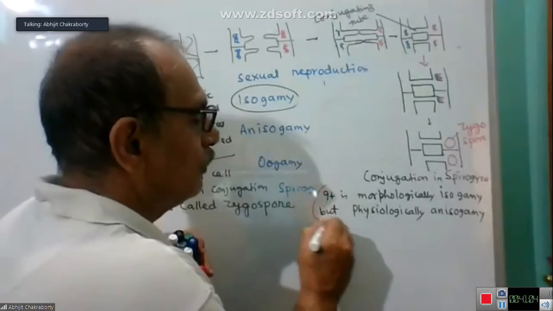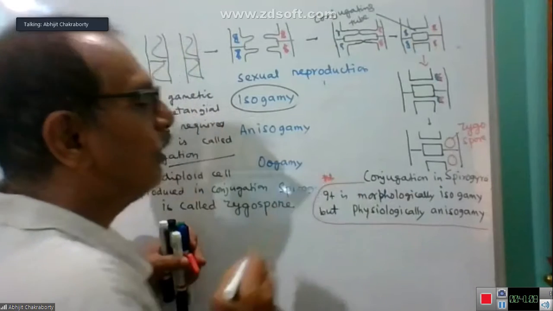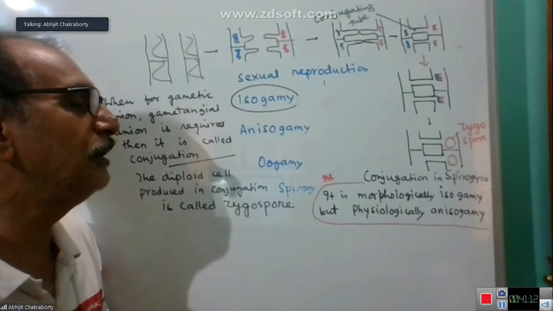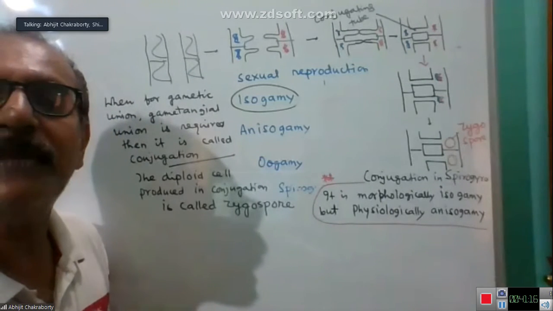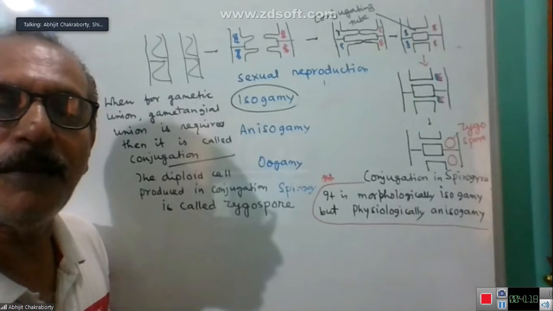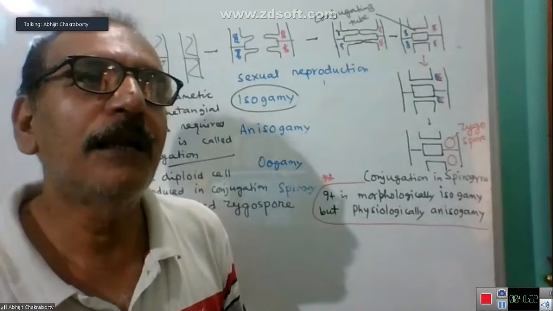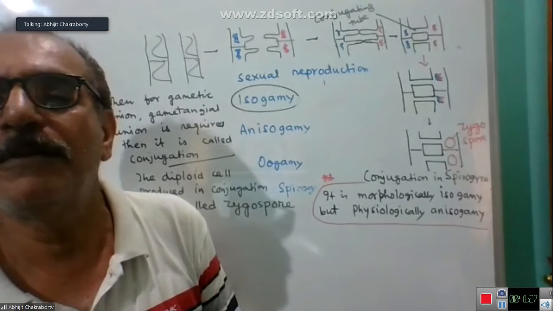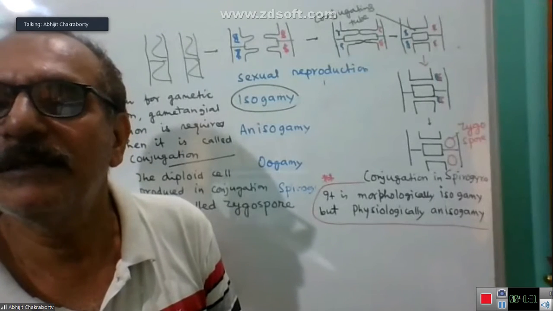Why is it called so? In Spirogyra, the conjugation is morphologically isogamous and physiologically anisogamous. As the gametes are similar in size and shape in both filaments, it is called morphologically isogamy. But as one is motile and the other is non-motile, physiologically they are different. That's why it is called physiologically anisogamy. Clear?